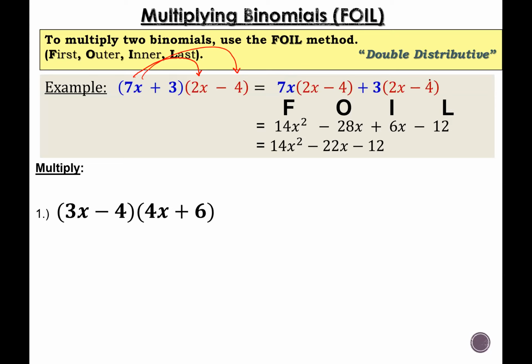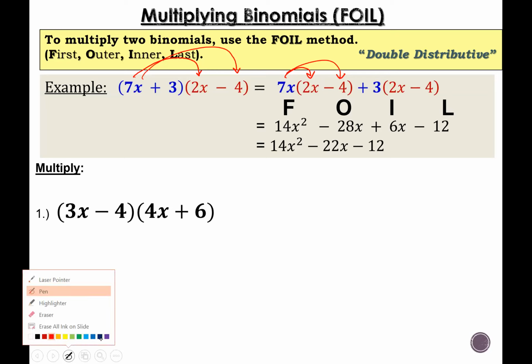Now it's been written out in this slightly different way here. The 7x is being distributed. 7x times 2x. Those are the first terms. 7x and 2x first. That's 14x squared. Then we have the outer terms on the outside parentheses, sort of on the edges of the problem. 7x times 4, that's 28x, and we do have that minus sign. Those are the outer terms.